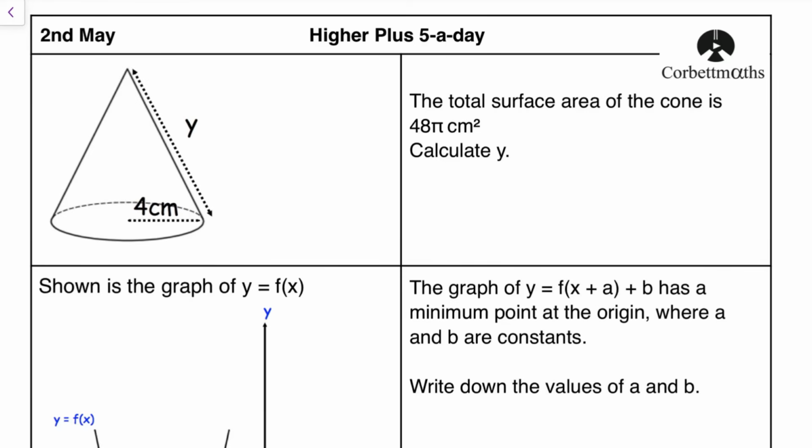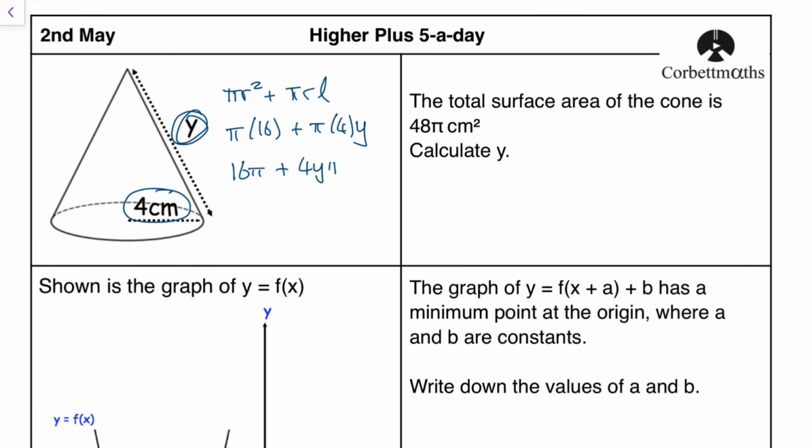Let's remember the surface area is pi r squared, which is the base, the circle at the bottom, plus what's called pi r L, where L is a slopey line. Well, let's put the numbers in. So pi, well, radius is 4, so r squared is 16, so that's going to be 16 pi. And then pi times the radius, which is 4, times the slopey side, which is y. Well, that I can simplify down to 16 pi plus 4y pi.